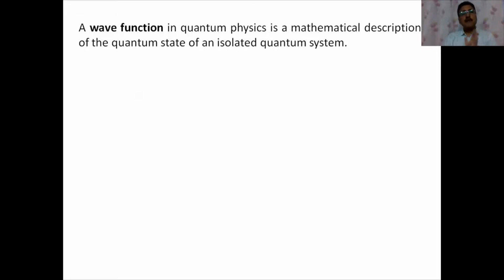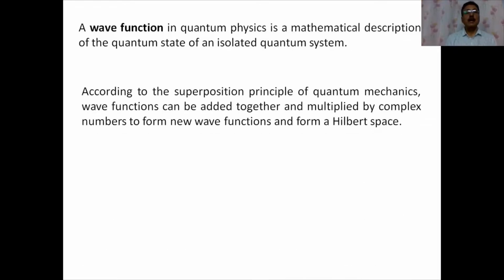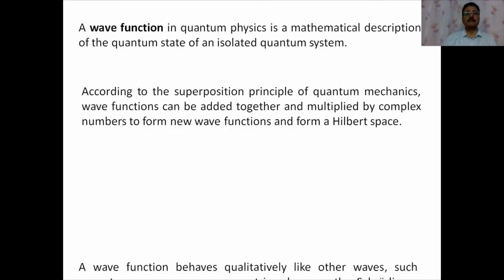Now, a wave function, similar to the wave functions we have seen in the sound wave, in the string or in the electromagnetic wave, is in quantum physics a mathematical description of the quantum state of an isolated quantum system. According to the superposition principle of quantum mechanics, wave functions can be added together or multiplied by complex numbers to form new wave functions and form a Hilbert space. Similar operations can be done with them.